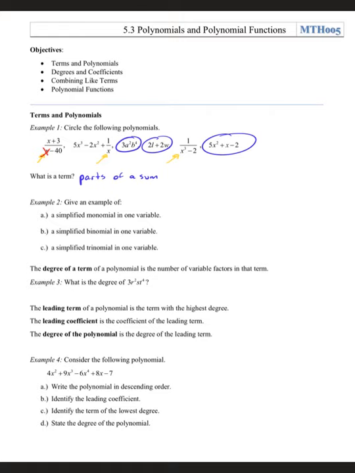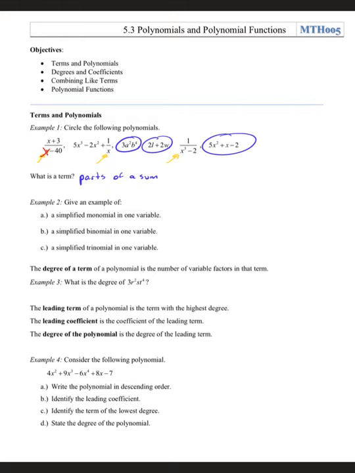So 5x cubed is a term. Negative 2x squared is a term. Even this 1 over x would be considered a term. Here, this whole thing, 3a squared b to the fourth, is a term because there's nothing being added or subtracted to it. And we see 2L plus 2W, the 2L is a term, the 2W is also a term, and so forth.